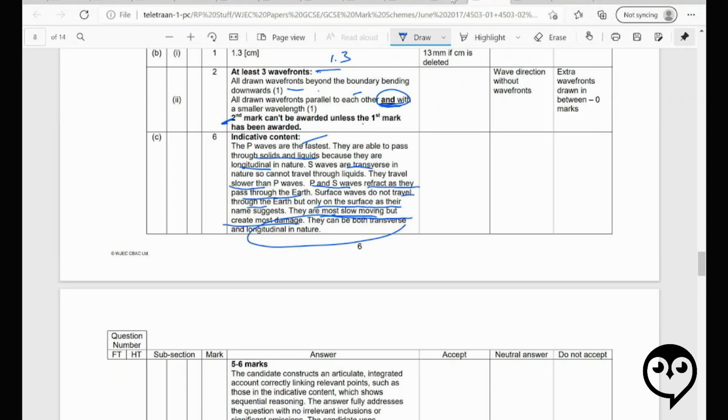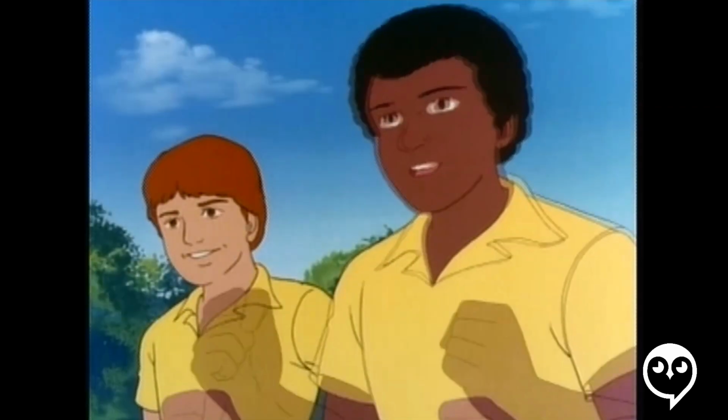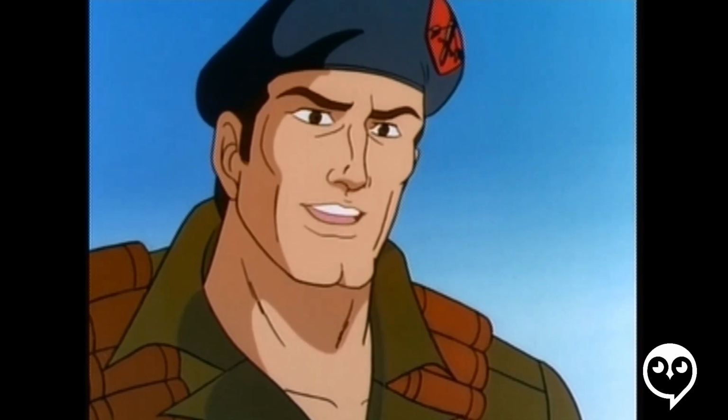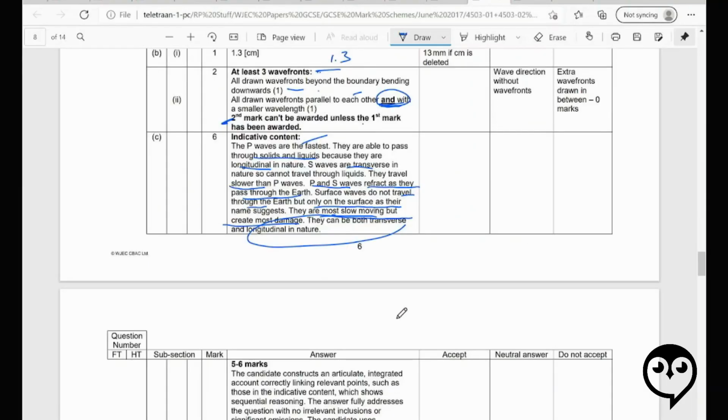Just kind of break it down into your 3 sections. And we could have said a little more about surface, but we've got that now. Now we know. And knowing is half the battle. G.I. Joe! Maybe you need to revise that a bit, but there you go.